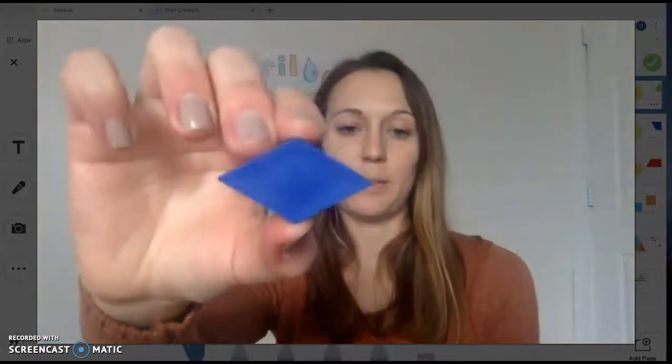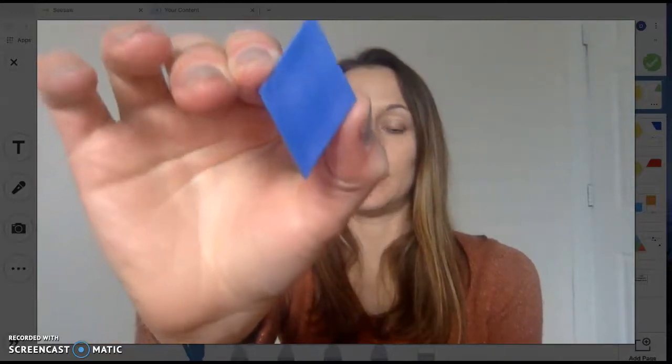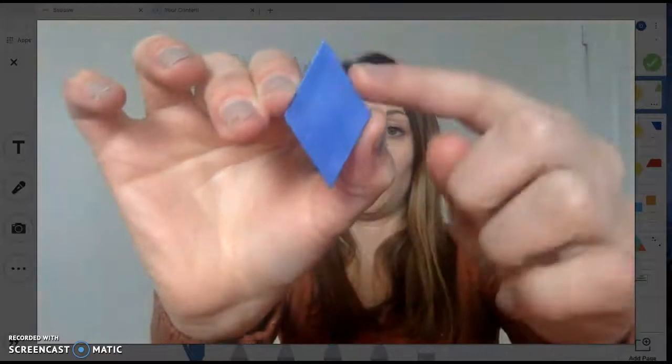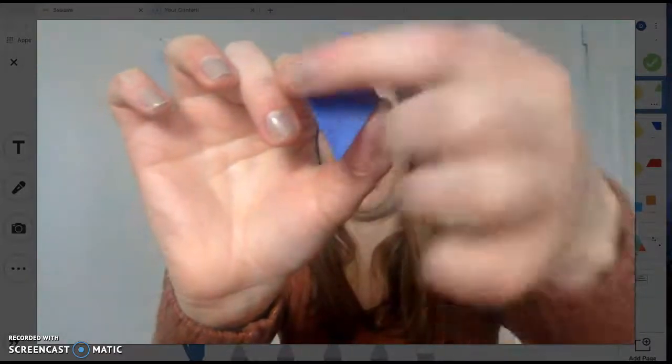Do you remember this shape? Can you say rhombus? A rhombus kind of looks like a diamond. It has 1, 2, 3, 4 sides and 1, 2, 3, 4 corners.